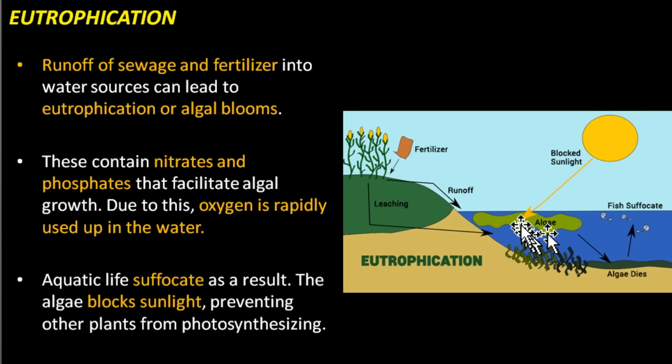Now, due to this algal growth here, this is going to use up a lot of oxygen in the water. So the oxygen is going to get rapidly depleted. So aquatic life is going to suffocate as a result. So even though they're living underwater, they still need oxygen. And they could also block sunlight from coming into contact with other plants. It prevents other plants from photosynthesizing.